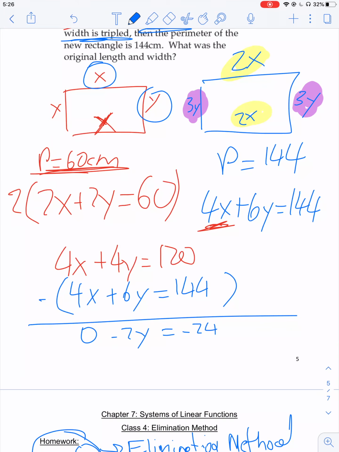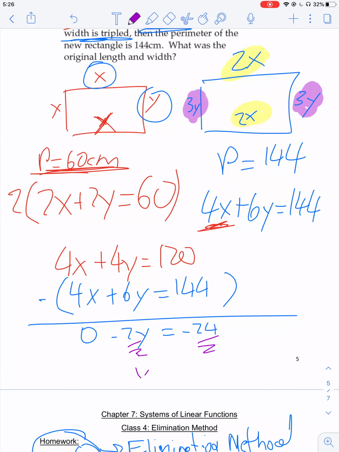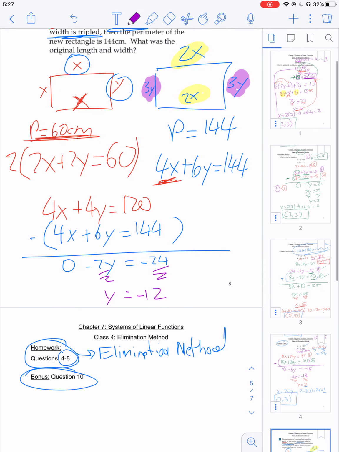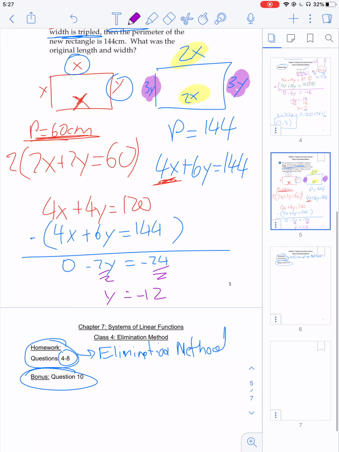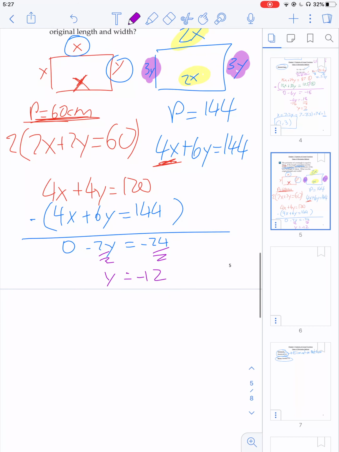And then just divide by 2, right? If you divide this by 2 and this by 2, then you're going to get y equals minus 12. I think I may have to add a new page, so just give me 1 second. Okay, so y equals minus 12.